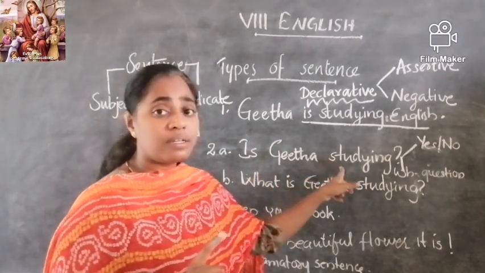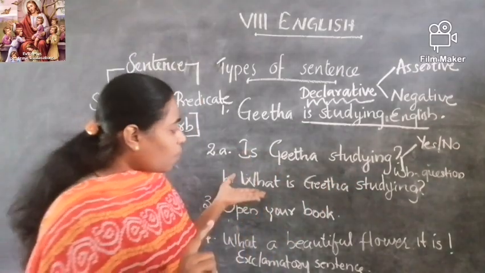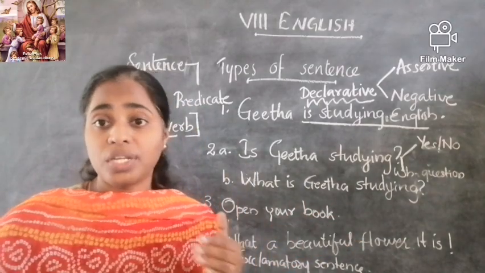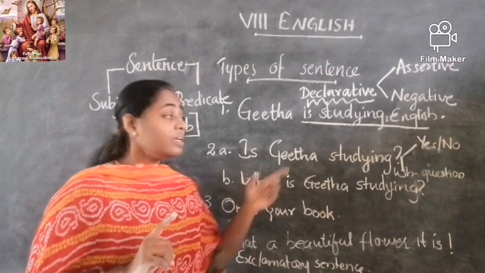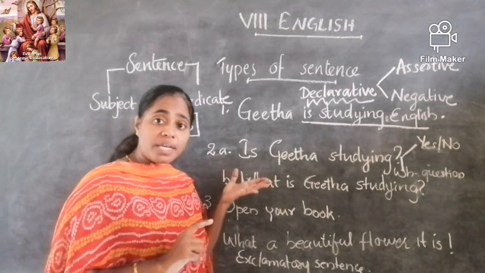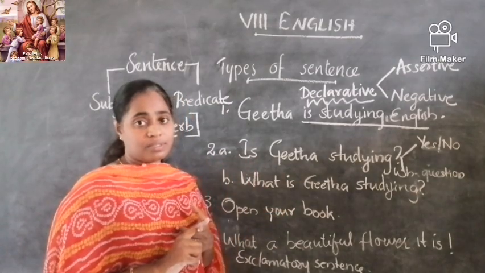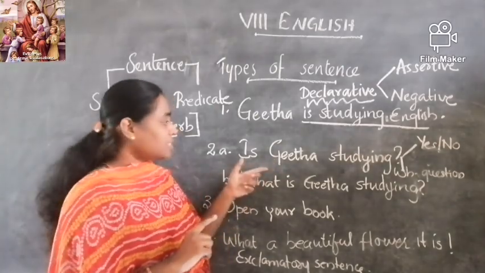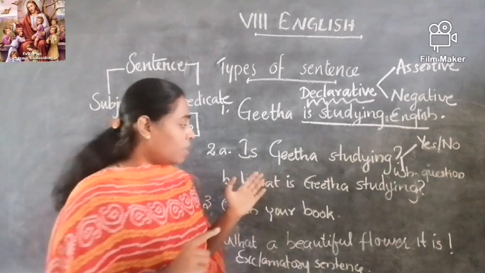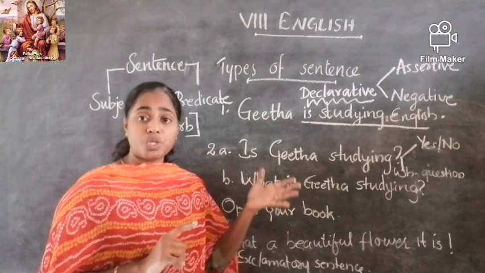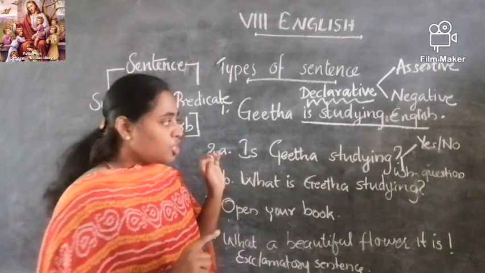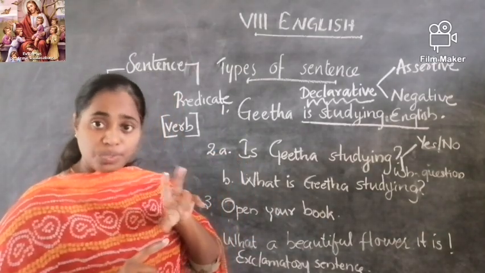Now, what would be the answer here? Yes or no. What is Geeta studying? There can we say yes or no? No. We have to say a particular thing: Geeta is studying English. So understood what the question is? An interrogative sentence asks questions. Is Geeta studying? Either yes or no is the only answer that can be expected. What is Geeta studying? We have to give a particular answer like Geeta is studying English. So interrogative sentences are of two types.